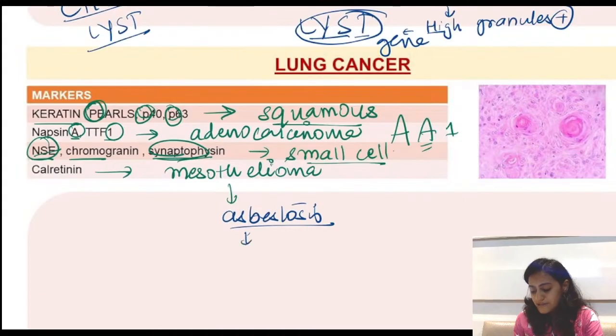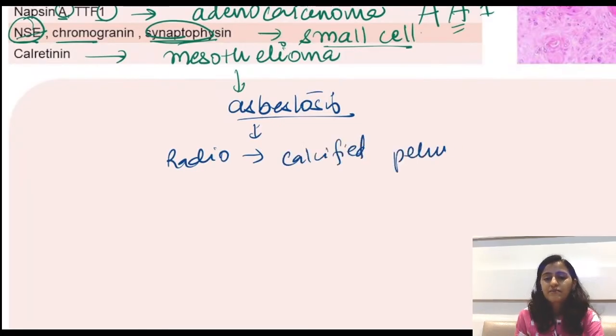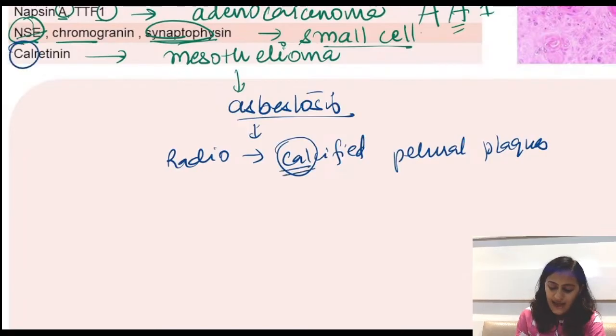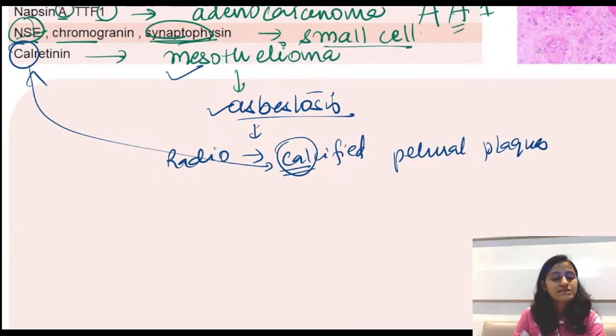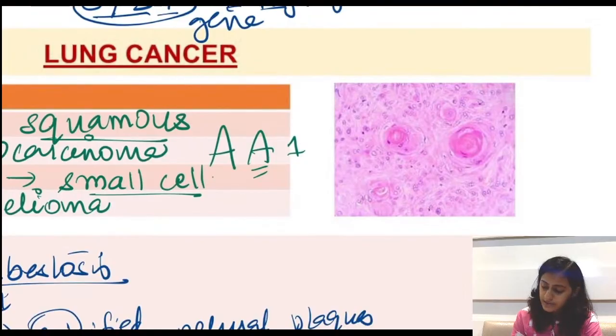And remember, in asbestosis, what is the most common radiological finding? It is calcified pleural plaques. Remember, calcified is calretinin. Calcified pleural plaques and calretinin go together, seen in asbestosis and mesothelioma.